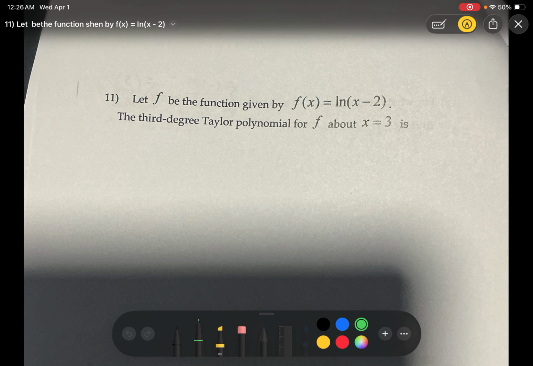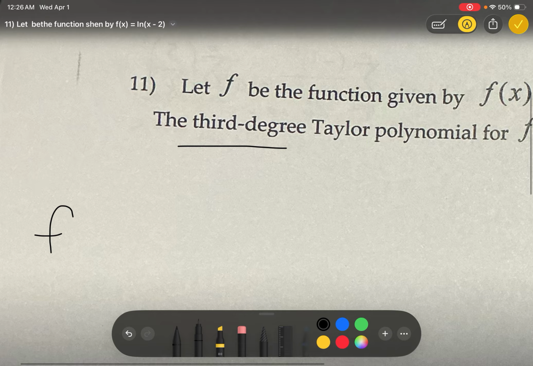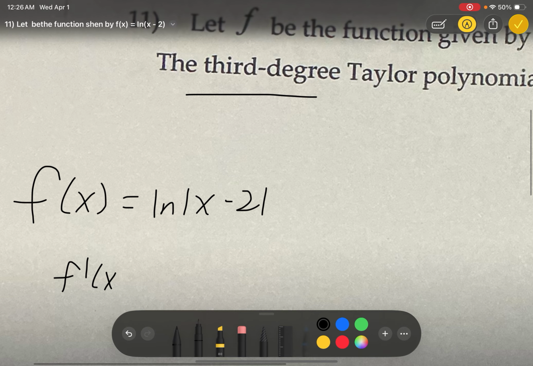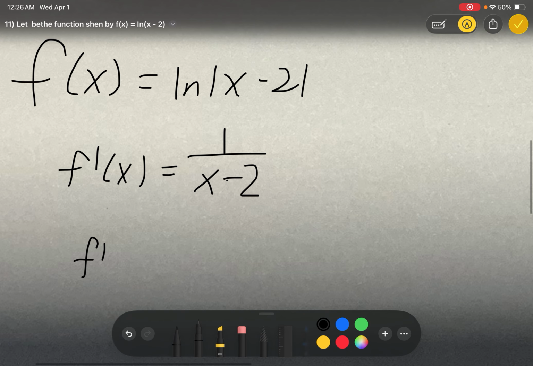Okay. Let f be a function given by f of x equals ln of x minus 2. The third degree Taylor polynomial for f about x equals 3 is... Derive this 3 times because this is asking for the third degree. f of x equals ln of x minus 2. f prime of x equals... You guys should notice these are your memorized power rule derivatives, chain rule, etc. I'm just going to give you the derivatives.